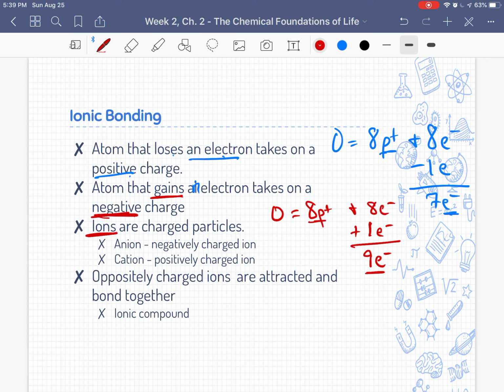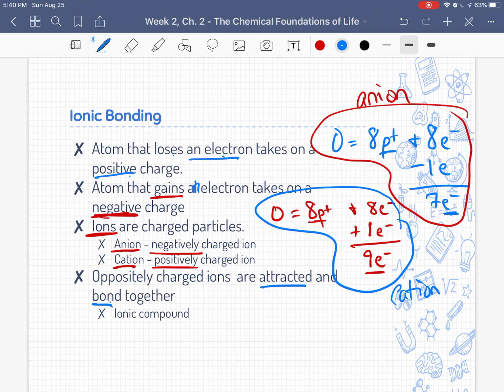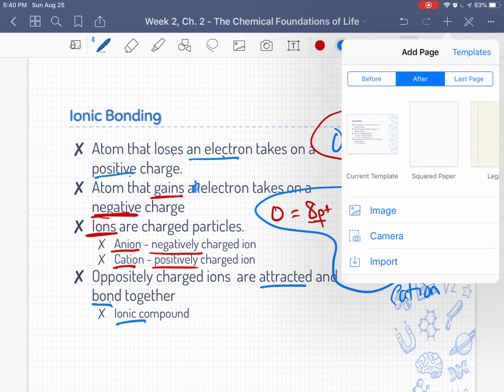Now, ions are extremely important in living substances. So we talk about ions all the time in biology. If I am a negatively charged ion, I am called an anion. So this is the example of an anion. If I am a positively charged ion, I am a cation. And so this is the example of a cation. These oppositely charged ions are attracted to each other and they will bond. And when those are attracted and bonded together, you have ionic compounds.